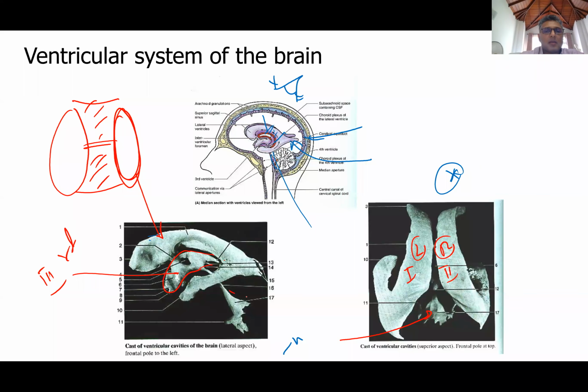Then this one is the fourth ventricle in the brain stem. It's in the pons and medulla. Fourth ventricle. There's a connection between the third ventricle and the fourth ventricle through the midbrain, which is called the cerebral aqueduct.